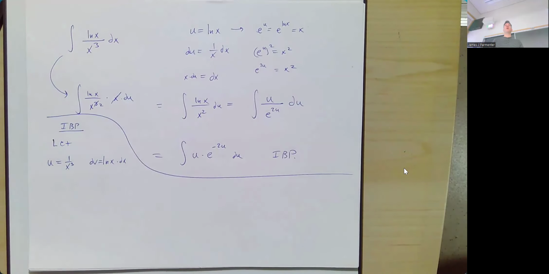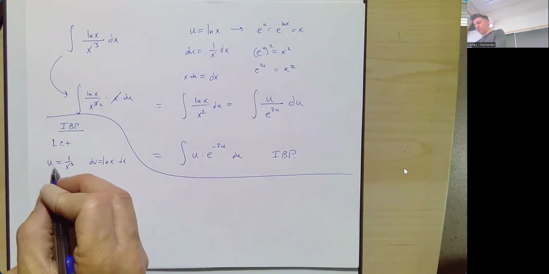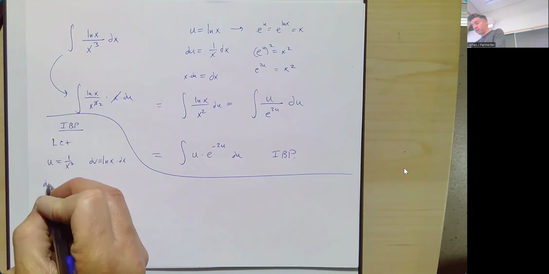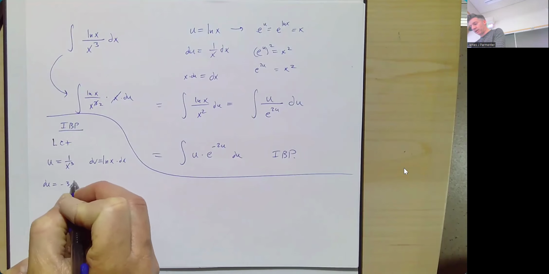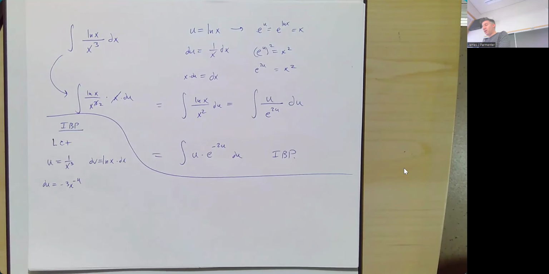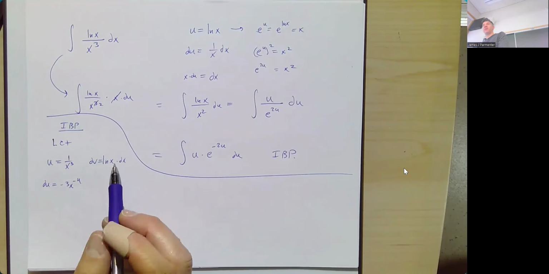And here's the part where people often convince themselves of the wrong thing. The derivative here is not too terrible, right? This is u equal to x to the negative third, so du would be negative 3x to the negative fourth. Then the antiderivative of the natural log of x.